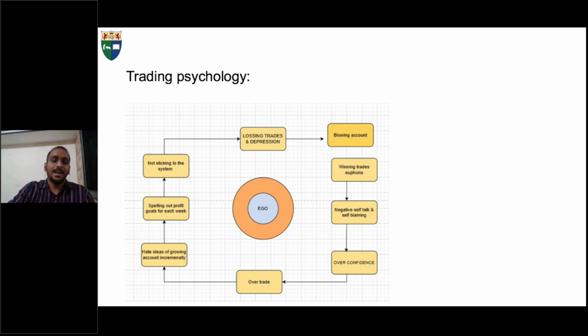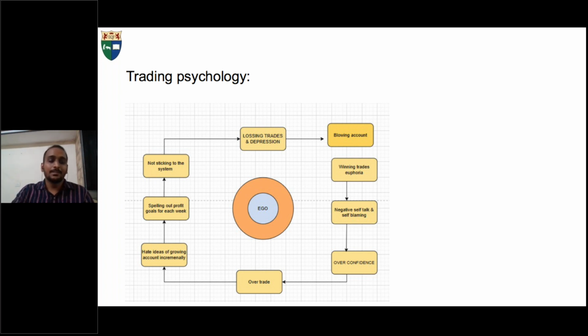He overtrades, and slowly, even if his luck works out, he hates the idea of growing the account incrementally. For example, in the long run, with a smaller percentage of return, someone is able to compound their capital, but in this phase the trader won't be able to agree with the idea of growing the account incrementally and compounding. These are all issues the trader faces.